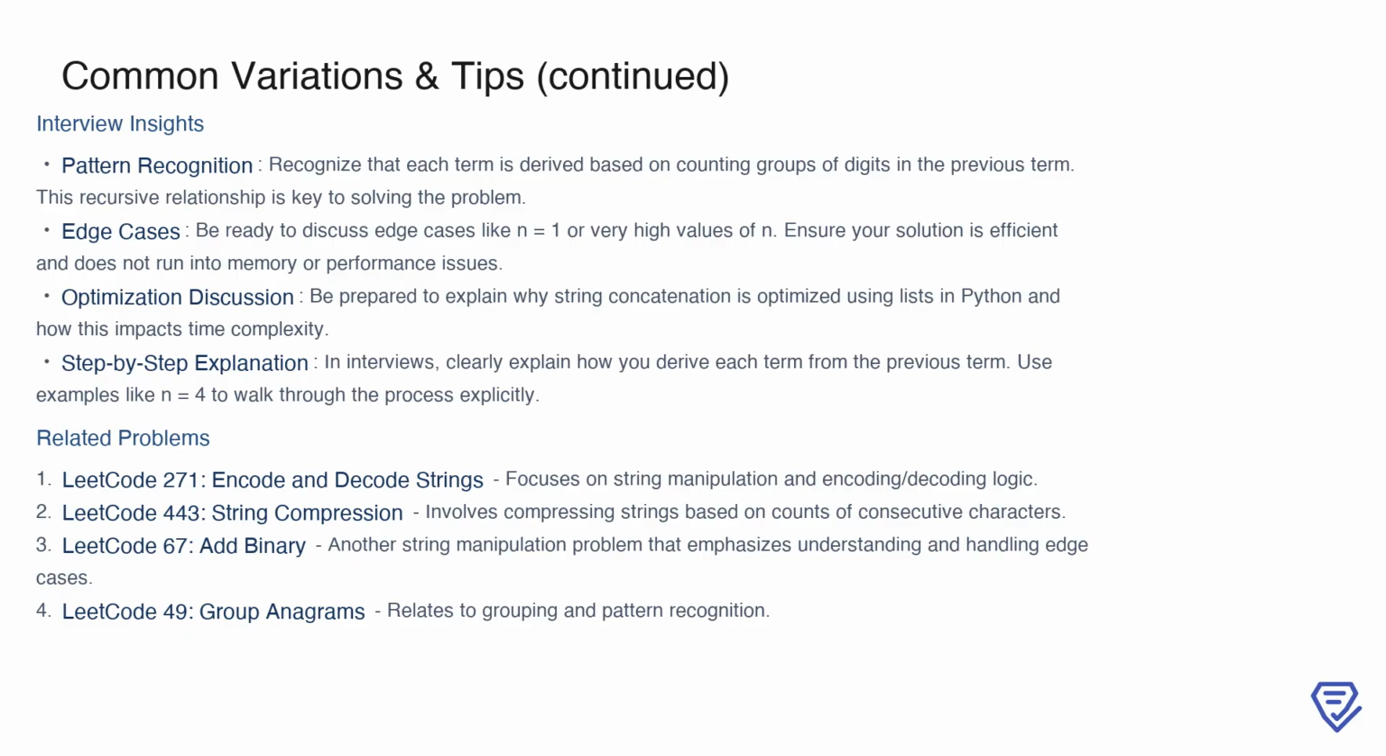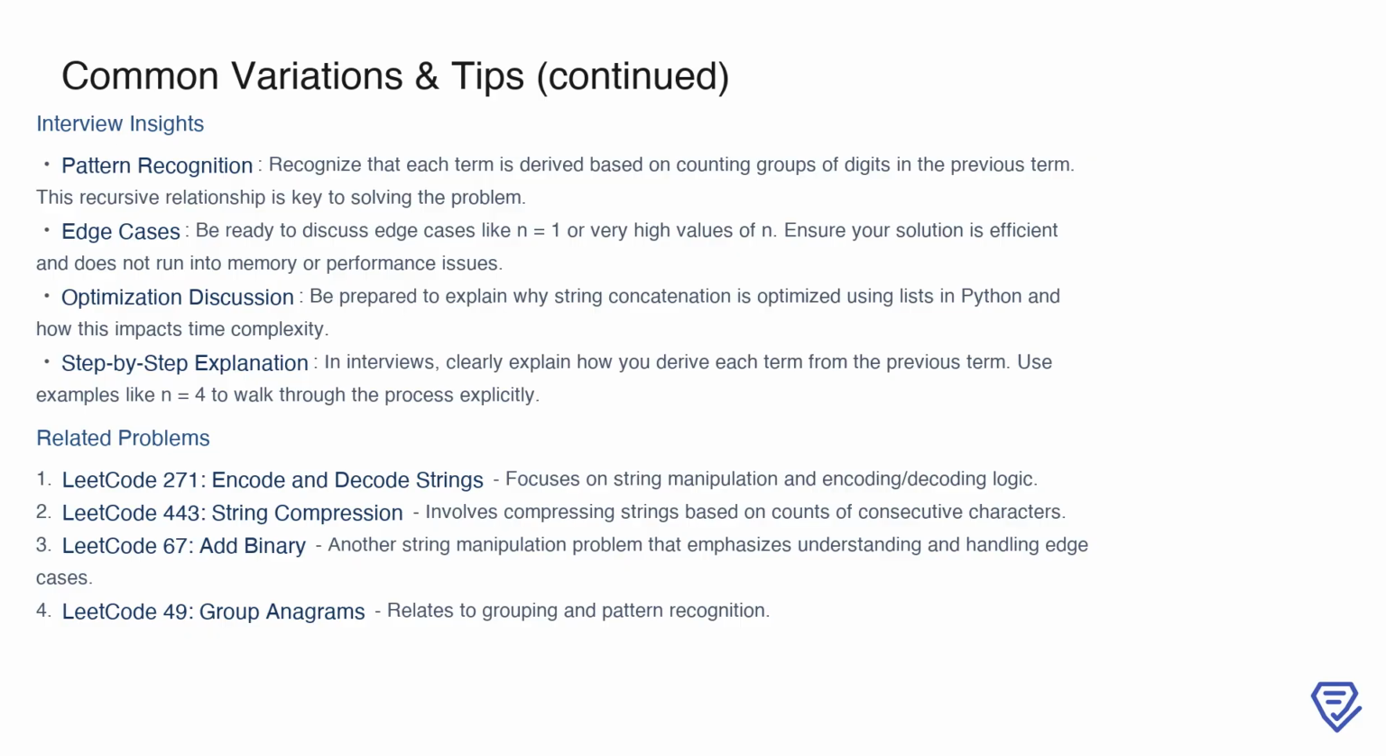Optimization is another critical area. Be ready to discuss why using lists for string concatenation in Python improves time complexity, and highlight how different approaches impact performance. During interviews, it's essential to clearly explain your thought process. For example, when asked about n equals 4, walk through each step of deriving the sequence explicitly. Finally, explore related problems to strengthen your understanding of similar concepts.